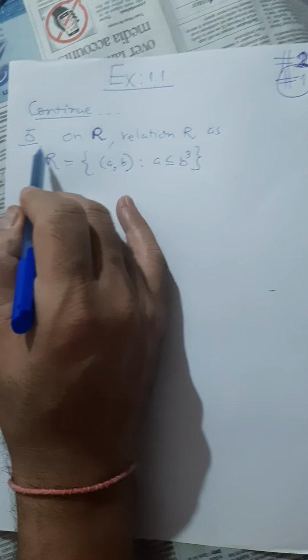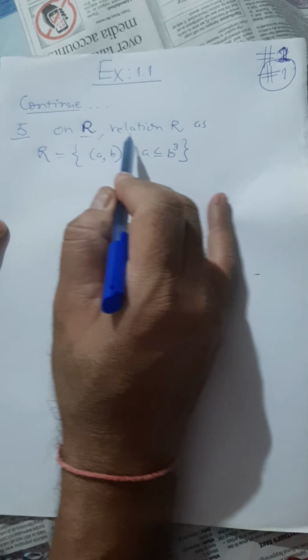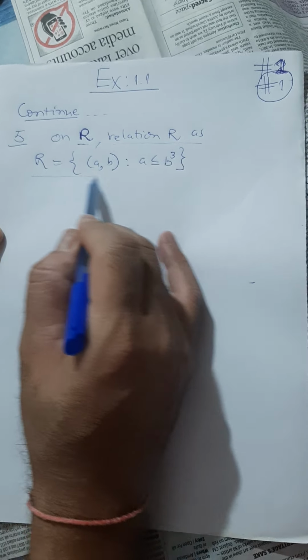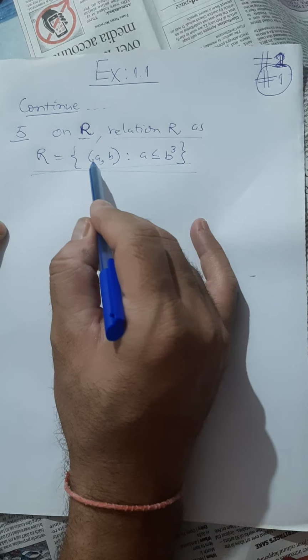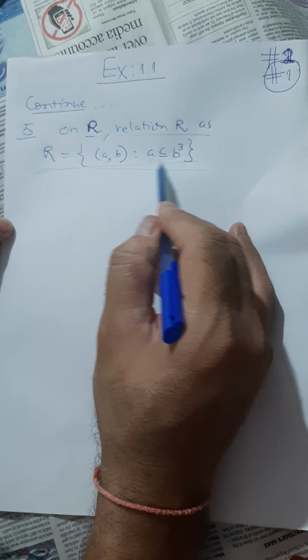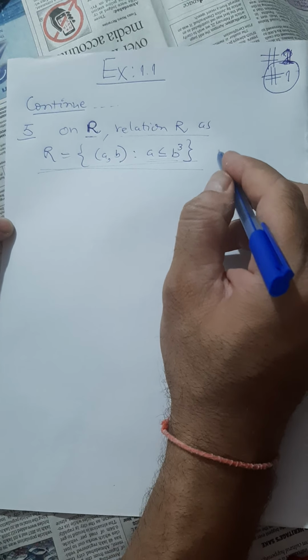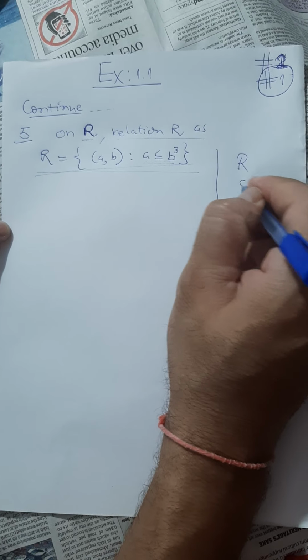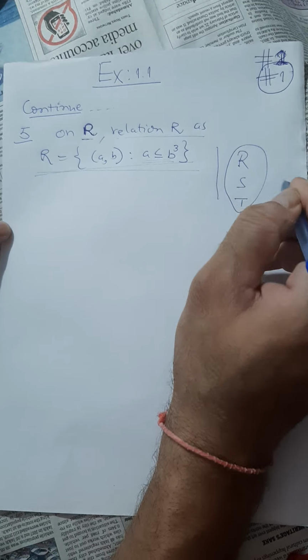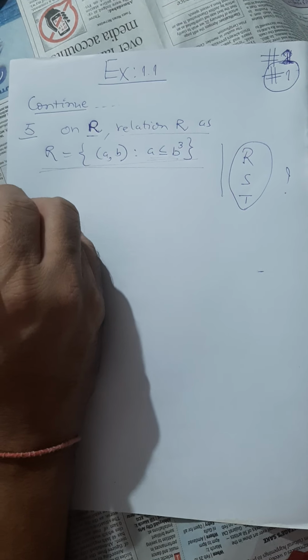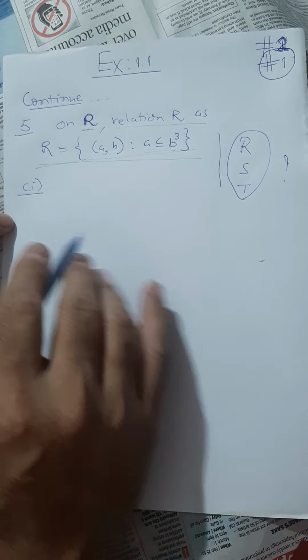Let's continue with the exercise. Question number 5. On all real numbers, relation R is defined in this way: a is related to b if a is less than or equal to b cube. The question is to check for reflexive, symmetric and transitive properties. So here, first property, reflexive.